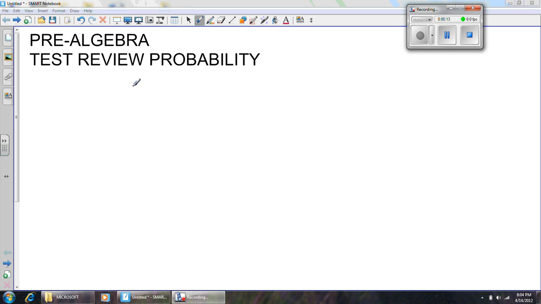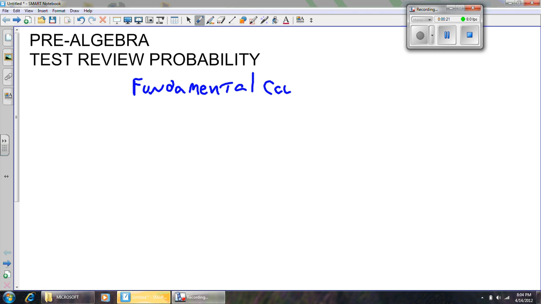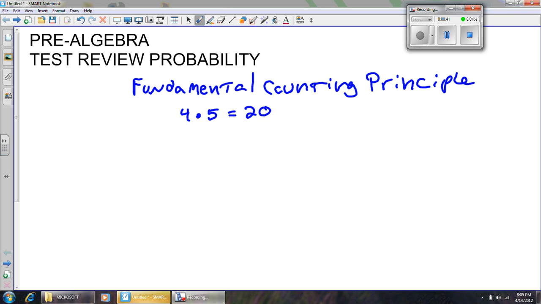Remember we began with the fundamental counting principle. All right. And that said, if one thing happened 4 ways and another thing happened 5 ways, together they happen the product of those ways. 4 times 5 is 20. The official definition is something like if one event happens m ways, another one happens n ways, and together they happen mn ways, meaning you multiply the two together.